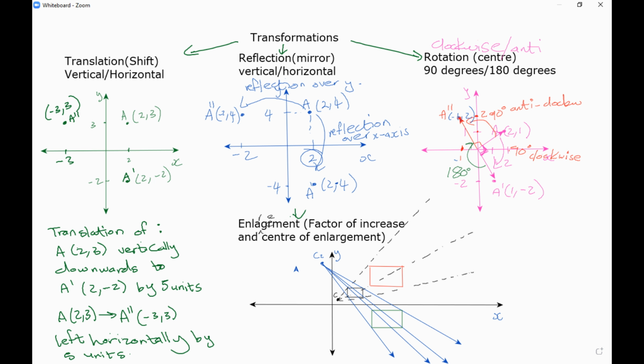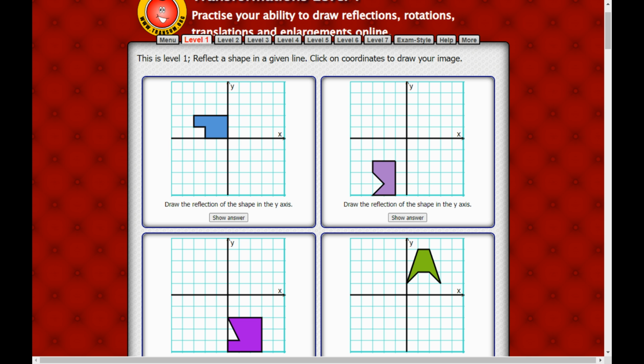The one thing you have to remember is when it comes to the factor of enlargement, when you're going from a big shape to a small shape, the factor is actually a fraction. So if I go from red to black, the factor will be a half because I've halved the size. And if I go from black to red, it will be 2 because I've doubled the size. And the same applies for the green as well. Okay, and those are the different types of transformations that you get. All right. Okay, I'm going to show you the first example, and then you can try a few of these.